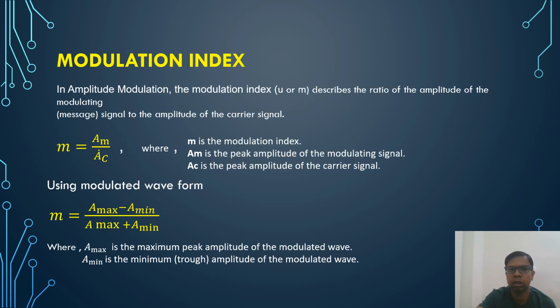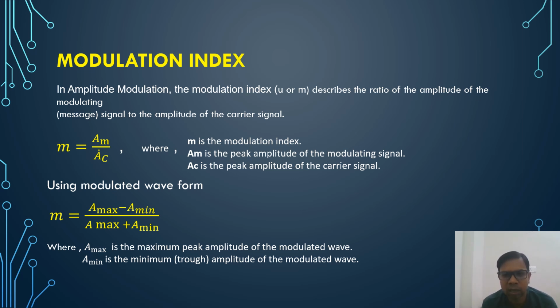So modulation index. What is modulation index? As you can see, the modulation index is the simple ratio of master signal amplitude and carrier signal amplitude. So you can read it here. The modulation index describes the ratio of the amplitude of the modulating signal to the amplitude of the carrier signal, where M is the modulation index, AM is the peak amplitude of the modulating signal, and AC is the peak amplitude of the carrier signal.